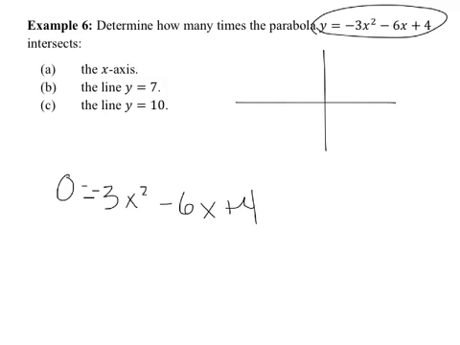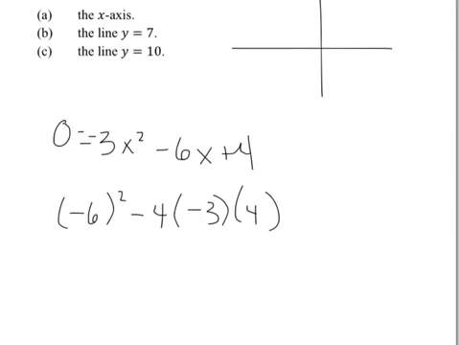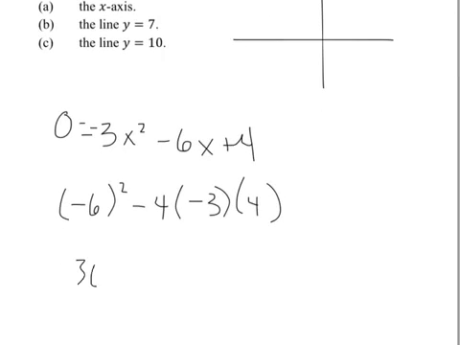Okay, so the discriminant would be b squared minus 4 times a, which is negative 3, times c, which is 4. So we take a look at this, and we see that this is going to be 36 minus, now, minus a negative is a positive, so we're going to get a positive answer here. So no matter what, we're going to get a positive answer. So there must be two intersections. It doesn't really matter what this number turns out to be because it's positive.